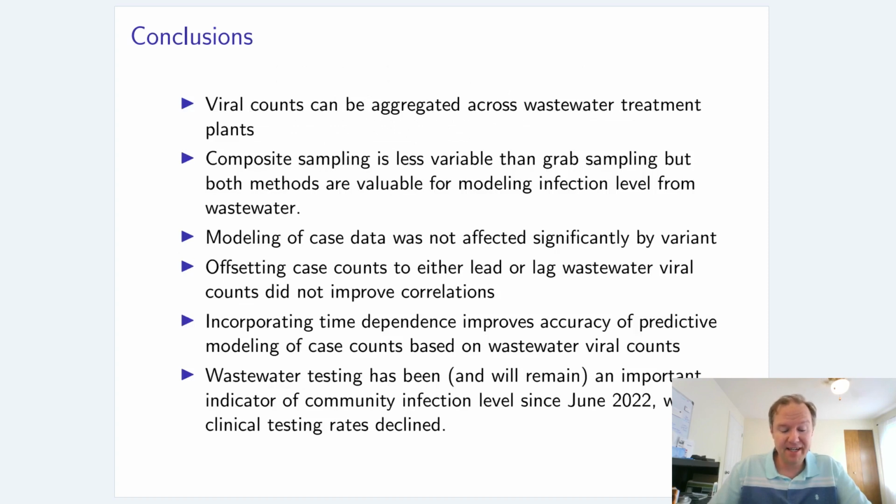To summarize our findings, we note that our data collected at multiple wastewater treatment plants in the Grand Rapids area indicated that viral counts can be aggregated across plants. Also, we found that composite sampling is less variable than grab sampling, but both methods are valuable for modeling infection level from wastewater, particularly because composite sampling is more expensive than grab sampling.